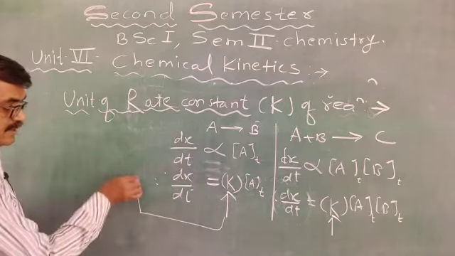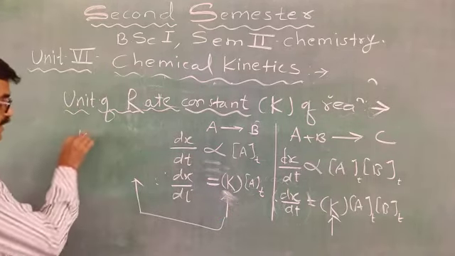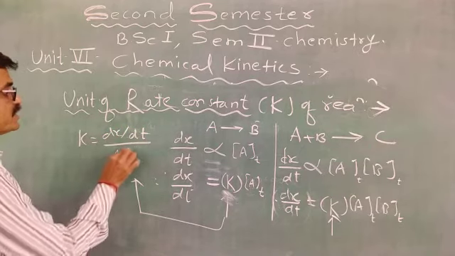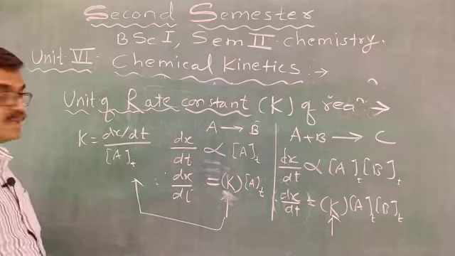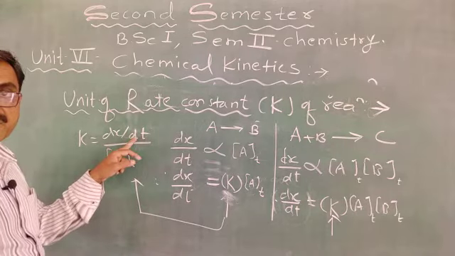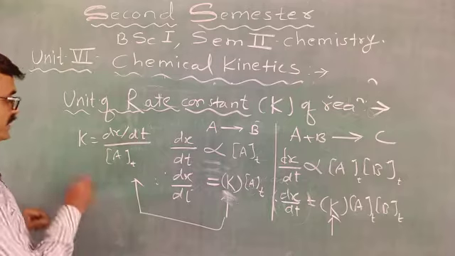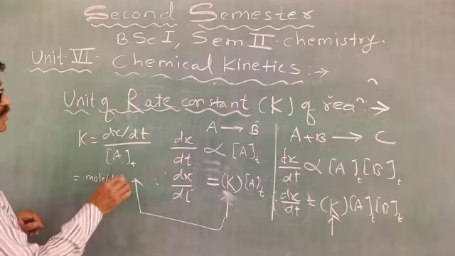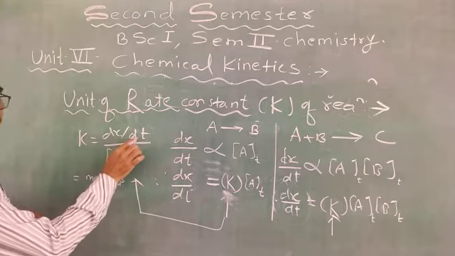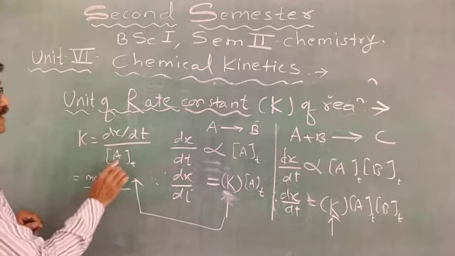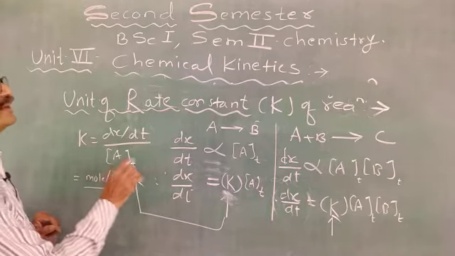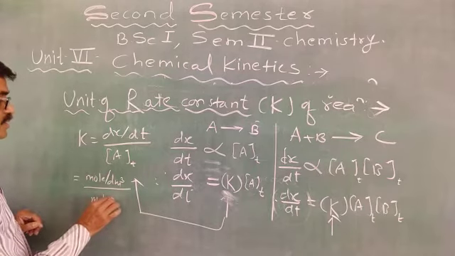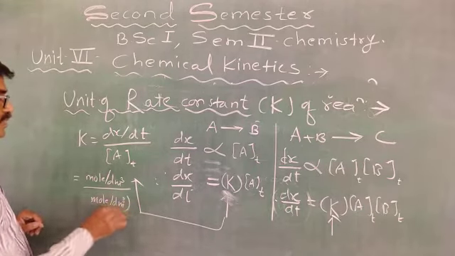So what is K? K equals dx by dt upon the concentration of A at time t. Now what is dx by dt? It is the rate. Rate means its unit is moles per dm cube. Divided by the concentration of A, which will be moles per dm cube raised to a.